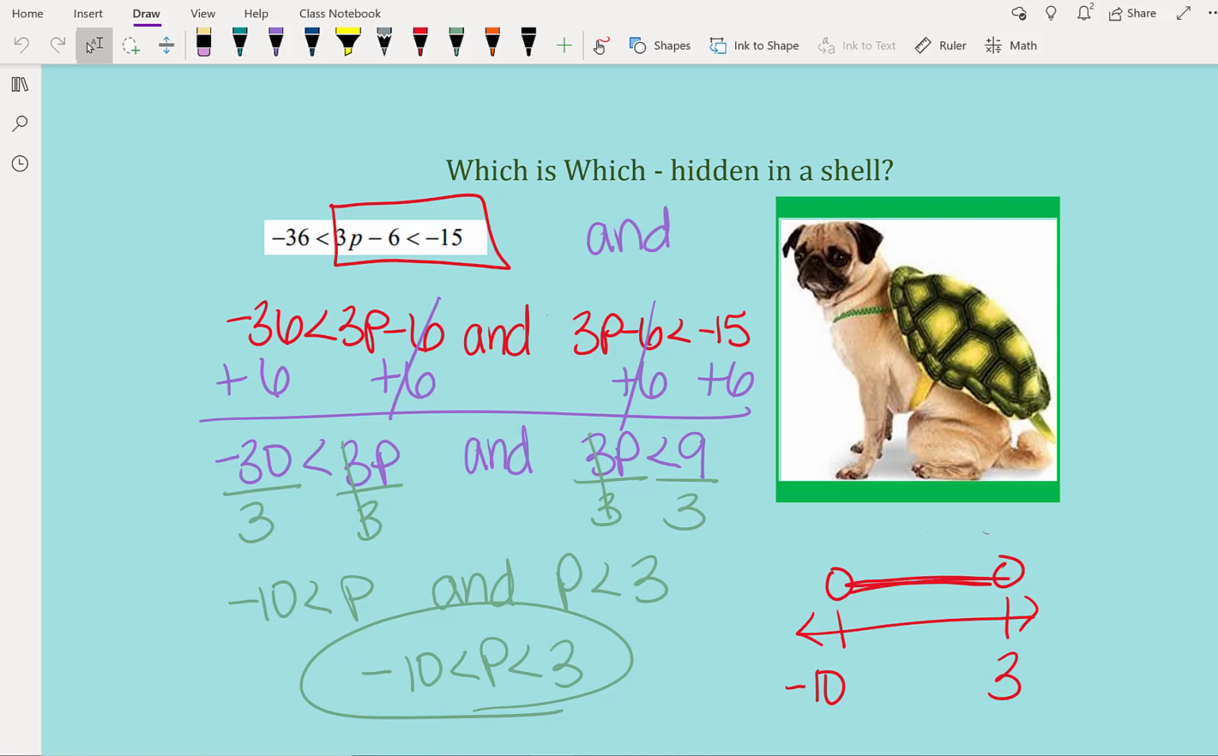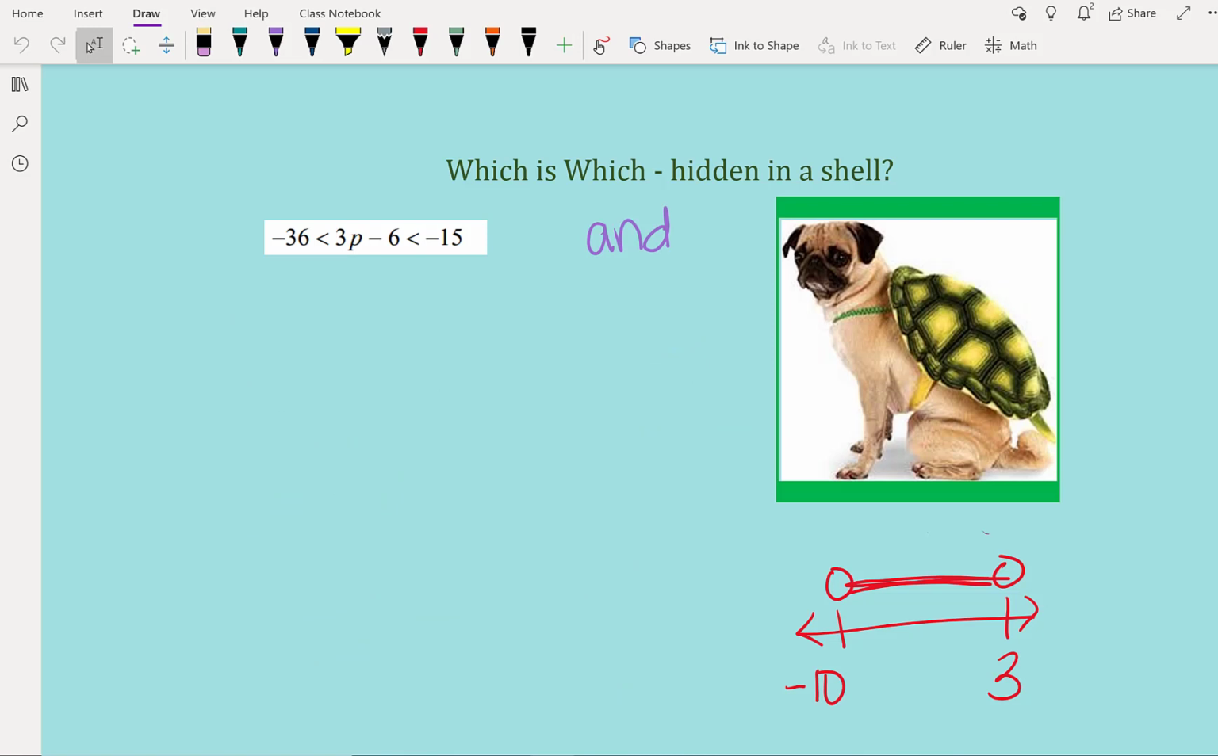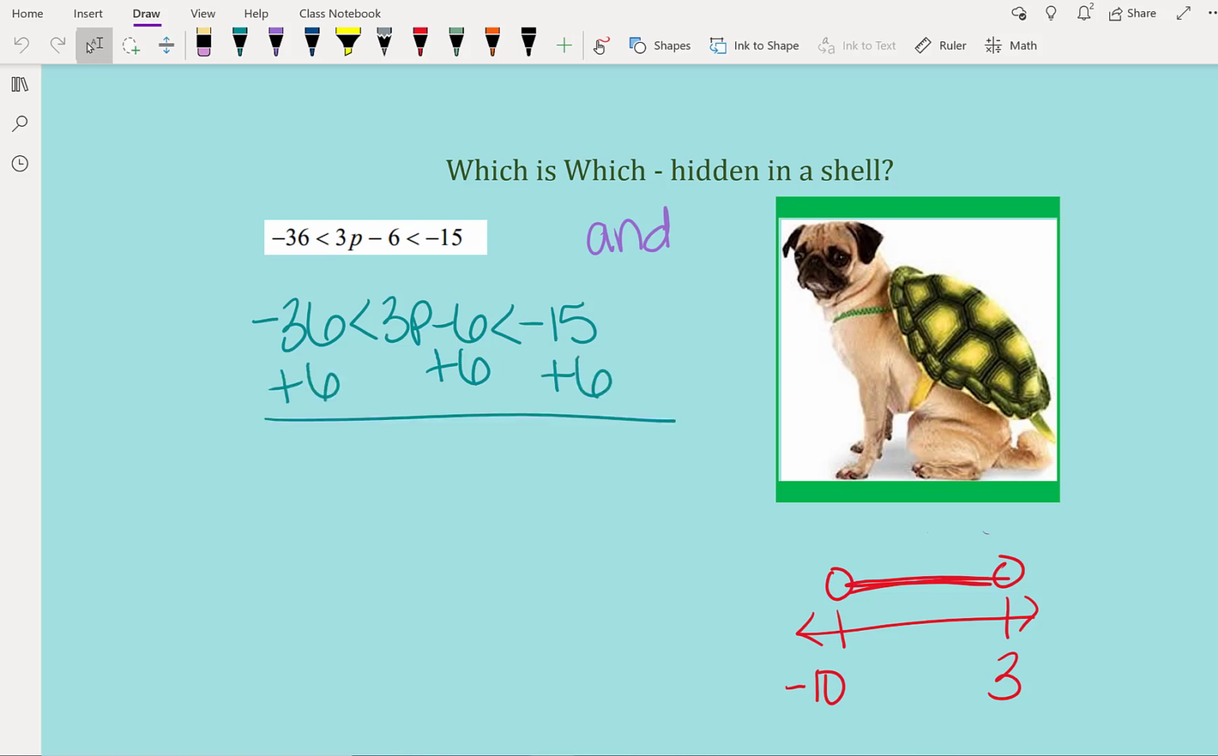The other way is to actually just leave it how it is. So we have negative 36 is less than 3p minus 6, which is less than negative 15. And just do all of those steps to all three parts. So if I add 6 here, I have to add 6 here and over here. And I still end up with negative 30 is less than 3p is less than 9. And then we divide all three parts by 3 because that is what is with our variable. And we end up with negative 10 is less than p is less than 3.